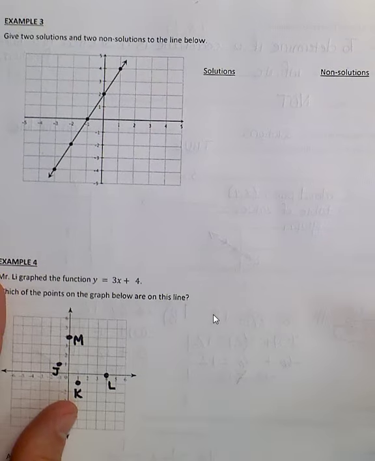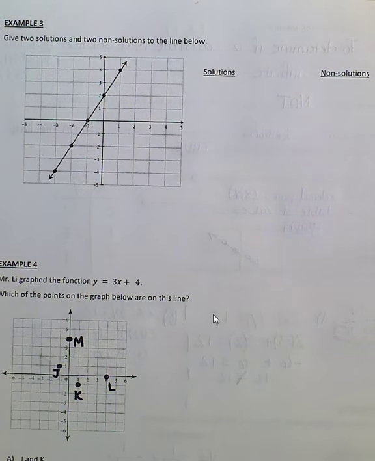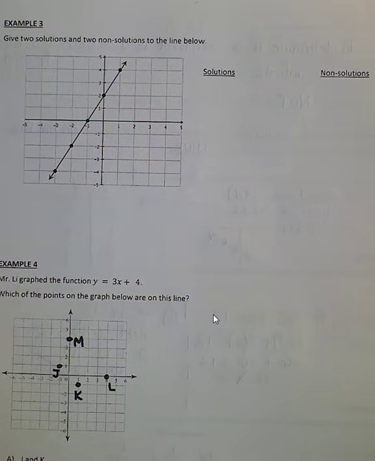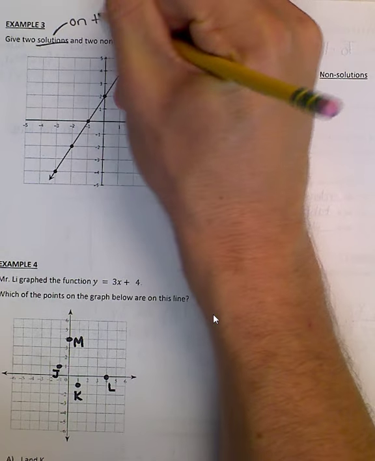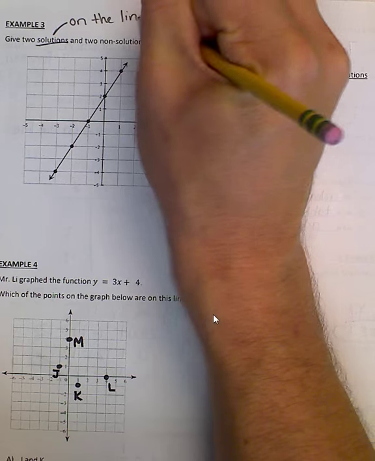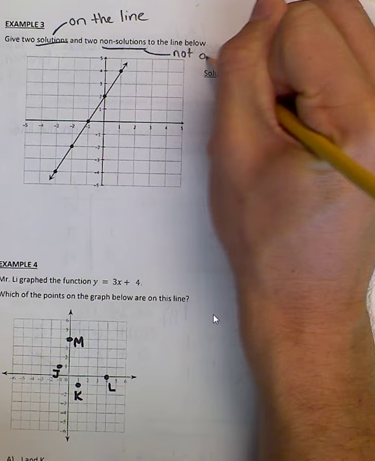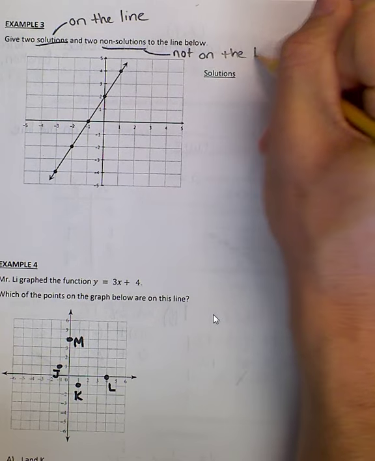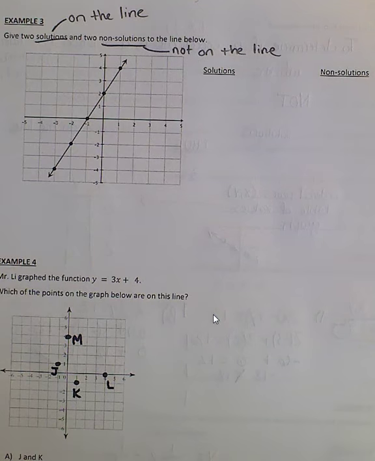Moving to example 3. Example 3 asks us, give 2 solutions and 2 non-solutions to the line below. So reminder, solution means on the line. Non-solution is going to mean not on the line. So we can find a lot of different examples, but the question only asks us to find 2 solutions and 2 non-solutions.